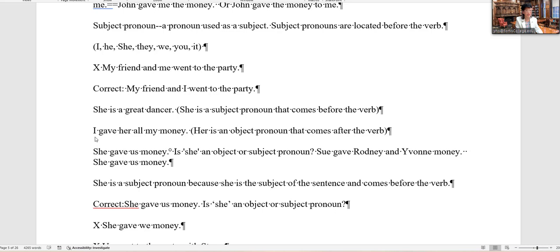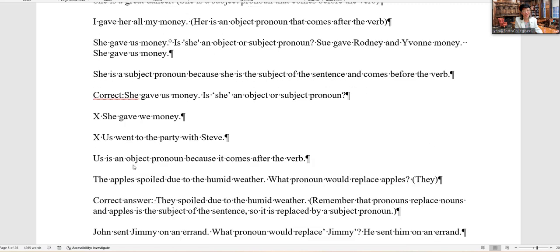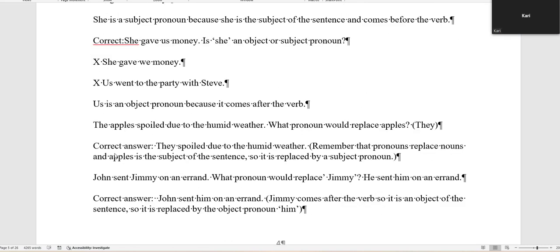What kind of pronoun is I? Subject or object pronoun? I gave her all my money. So first let's do subject. I gave it away. Subject pronoun, yeah. And what about her? What kind of pronoun is that? Object pronoun. Let's try this again. She is what kind of pronoun? Subject. Us is what kind of pronoun? Object, okay.